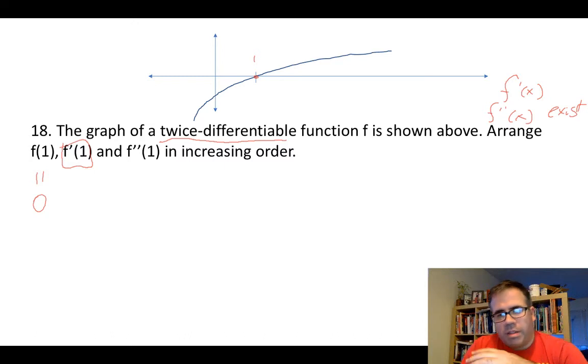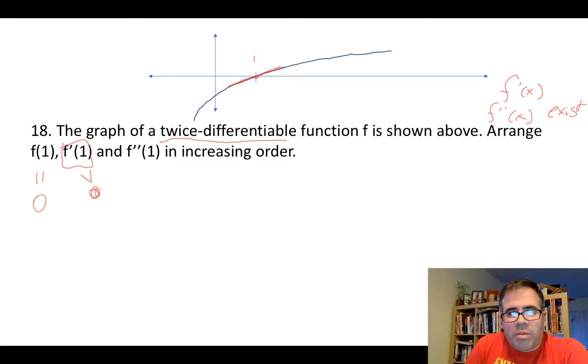Now, f prime is the slant of the graph. If it's increasing or if it's decreasing, it's slanting up, slanting down. And we can see that this graph, if we kind of draw in a derivative line, which we don't really need to, we can just kind of look, this is an increasing graph at this point. We don't know by how much, but we know enough to say that f prime at 1 is greater than 0 because it's increasing. So already, if we need to put things in increasing order, we know that f of 1, which is 0, has to be less than f prime of 1.